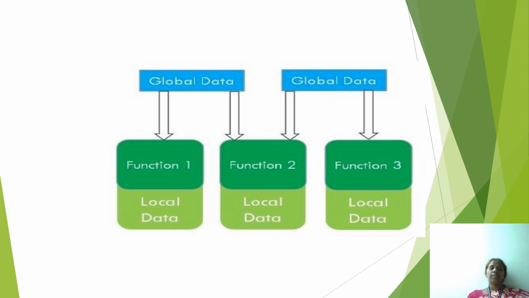The first global data can be accessed by function 1 and function 2, and the second global data can be accessed by function 2 and function 3. So from this structure we can observe that in structure-oriented programming we can declare global data as well as local data.